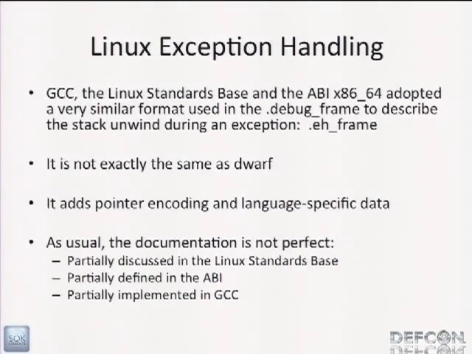The Linux exception handler is defined by three different documents. Basically, we have GCC itself, the implementation. We have the Linux Standard Base, which defines how this implementation is supposed to be, and the ABI itself. It's not exactly the same as DWARF because they added some pointer encoding and some language-specific data, which is the GCC except table header. As usual, the documentation is not really perfect, so the biggest problem is we have one implementation and two different standards, and this is based on a third-party standard. So when you look into the three of them all together, you start finding some interesting things, such as the caches that we exploit to leverage code execution using bytecodes.